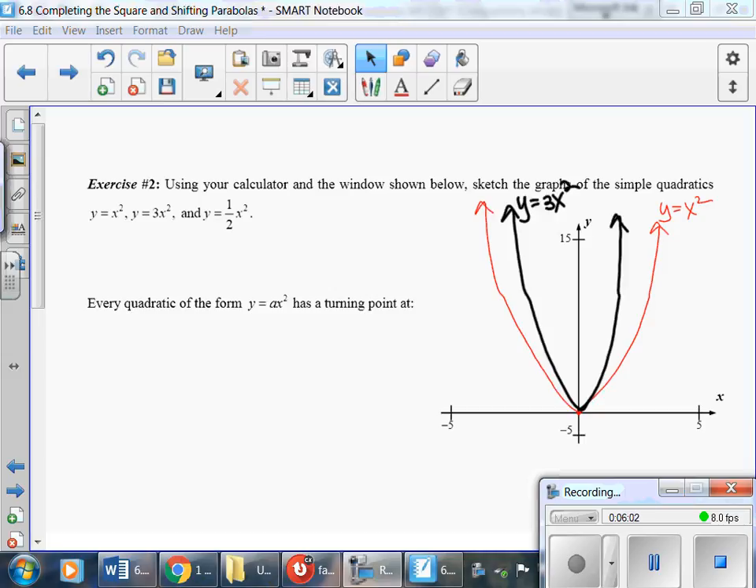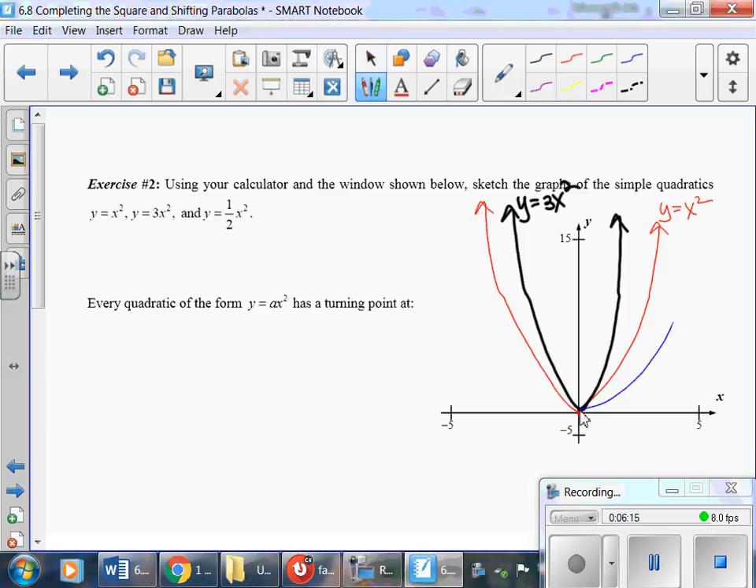So that one gets narrower, kind of looks like that. And the last one that we're going to do, we'll do, let's say, in blue, and that's y equals 1/2 x squared, and that one's going to get wider. So I'll leave that one going for now, but it would look something like this, all having the same vertex. This would be y equals 1/2 x squared. All right, so every quadratic of the form y equals ax squared has a turning point at (0, 0).